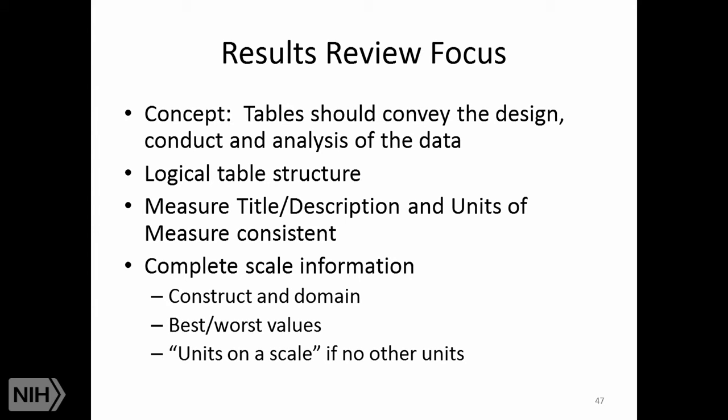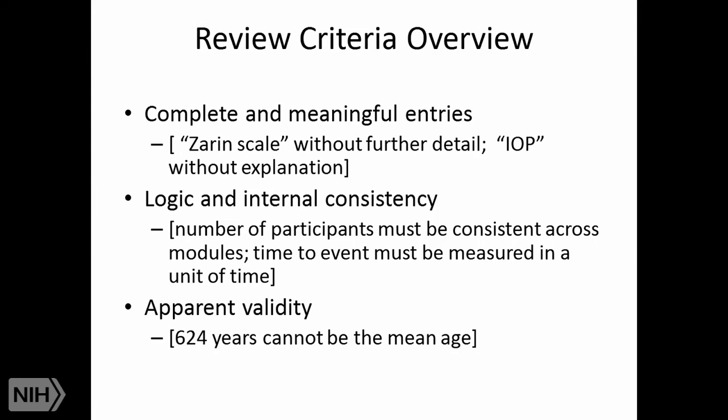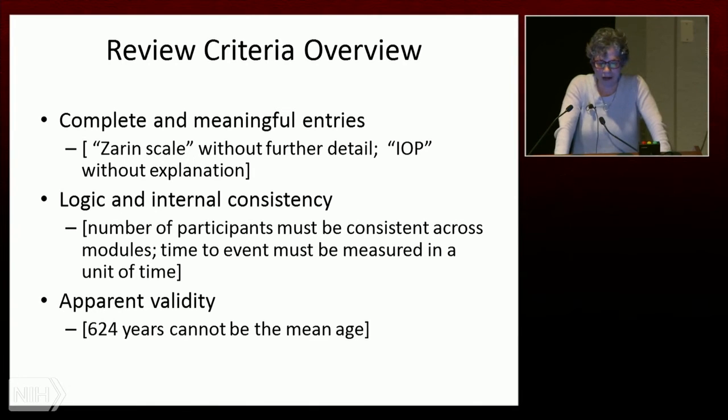The table should convey the design, conduct, and analysis of the data. It should have a logical table structure. The measures and the units should be consistent, and you need complete scale information so that somebody could understand it. For example, if I just entered data for something called a Zarin scale without further detail, that would not be particularly informative because you wouldn't know what the Zarin scale was. Number of participants must be consistent across modules. For example, you can't have 200 people starting a study and then an outcome measure that consists of 300 people in it. Apparent validity, for example, 624 years cannot be the mean age of a sample.